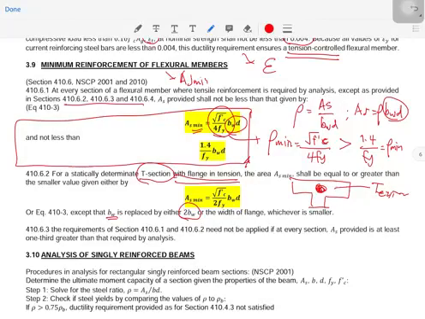Okay, so the requirements of sections 410.6.1 and 410.6.2 need not be applied if at any section As provided is at least 1/3 greater than that required by the analysis. Okay, so those are some of the concepts that you need to know before we analyze a singly reinforced beam, a doubly reinforced beam, and also a T beam.